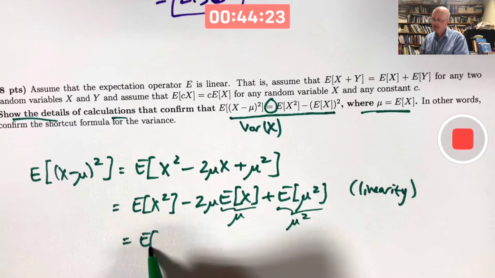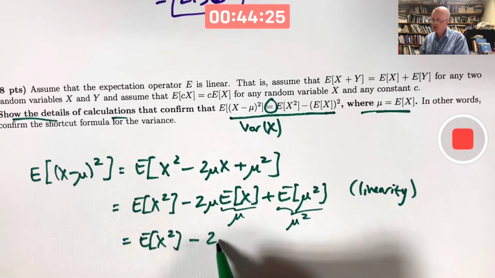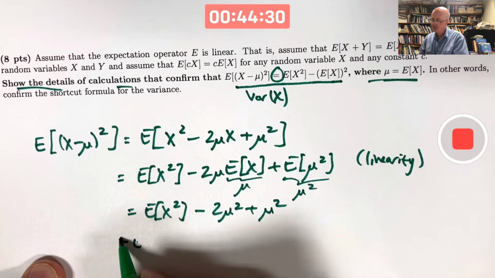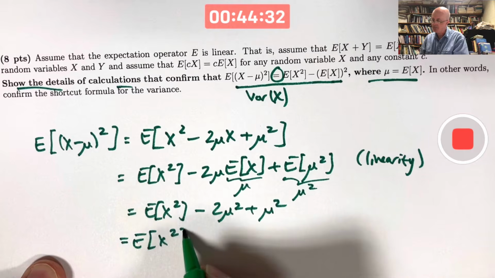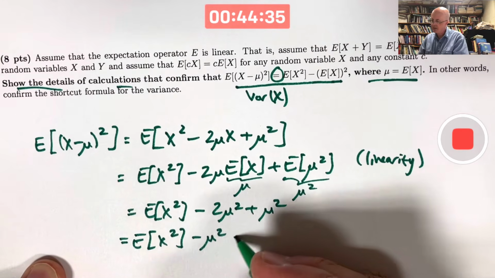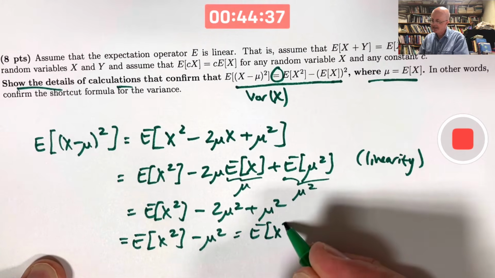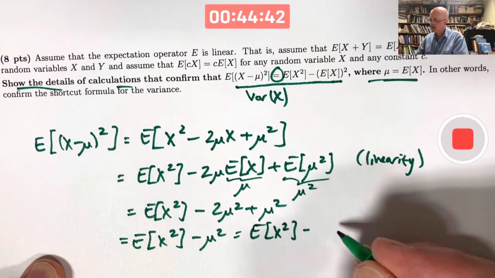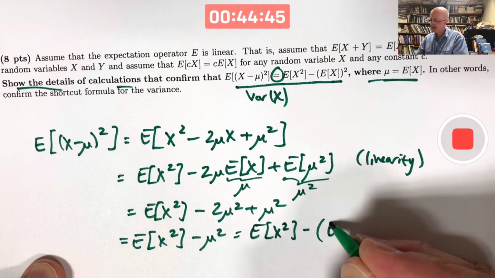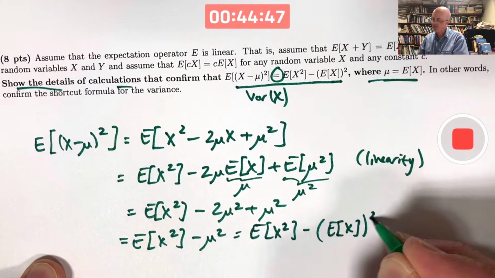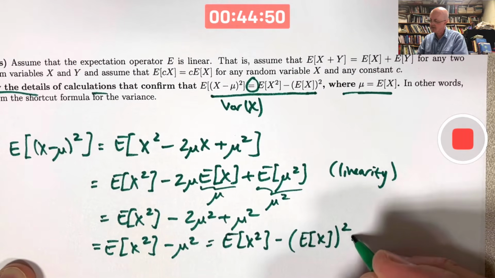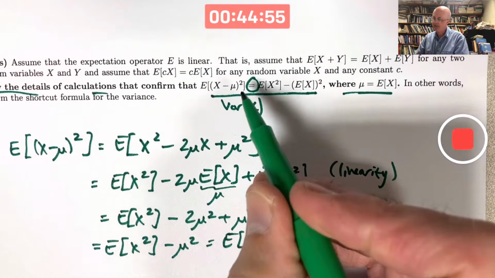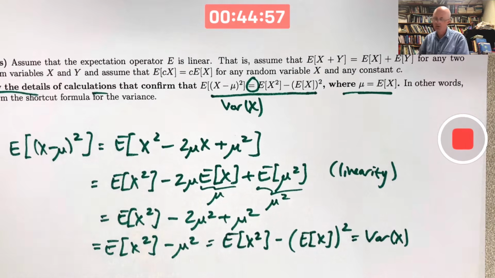So I get the expected value of x squared minus 2 mu squared plus mu squared, which simplifies to the expected value of x squared minus mu squared. But mu, once again, is the expected value of x, so I get the final answer: the second moment, the expected value of x squared, minus the expected value of x quantity squared. Okay, and that's the formula for the variance of x, though I didn't emphasize that in the problem statement. This is the definition of the variance. This is the formula that you often use.